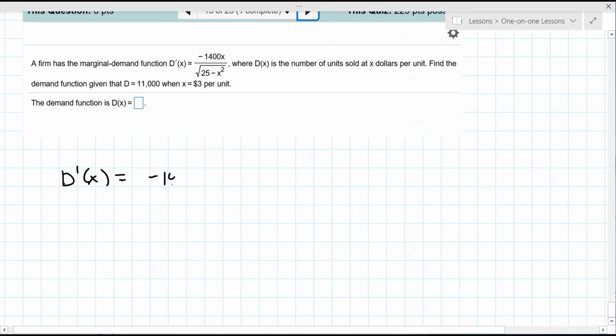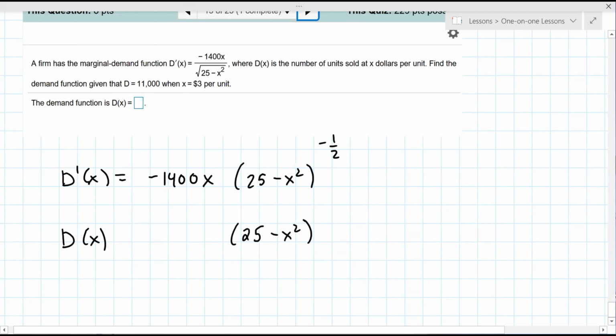I'm gonna rewrite it as minus 1400x times (25 minus x squared) to the minus 1/2 power. So the solution to this is you integrate this, and the way you integrate it is you get 25 minus x squared, you just bring that down, you put a 1/2 here, and you put over 1/2 here.